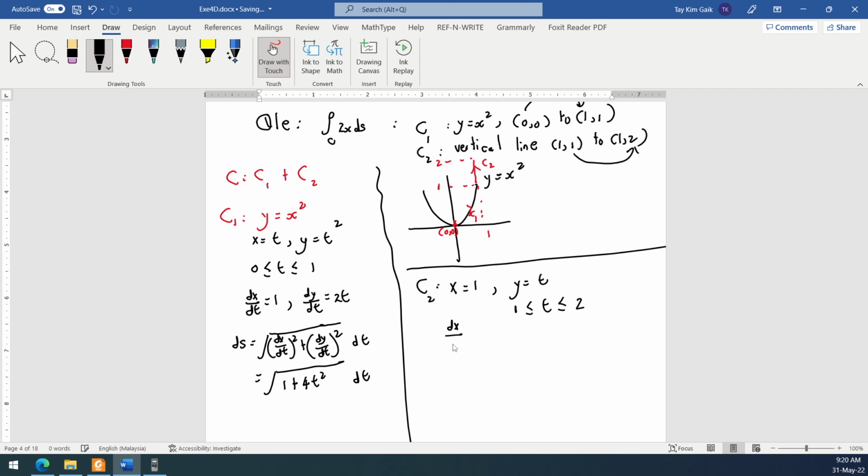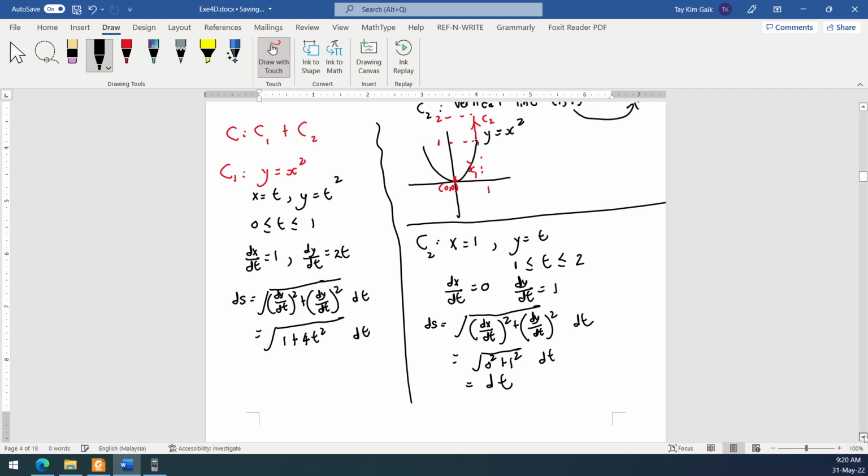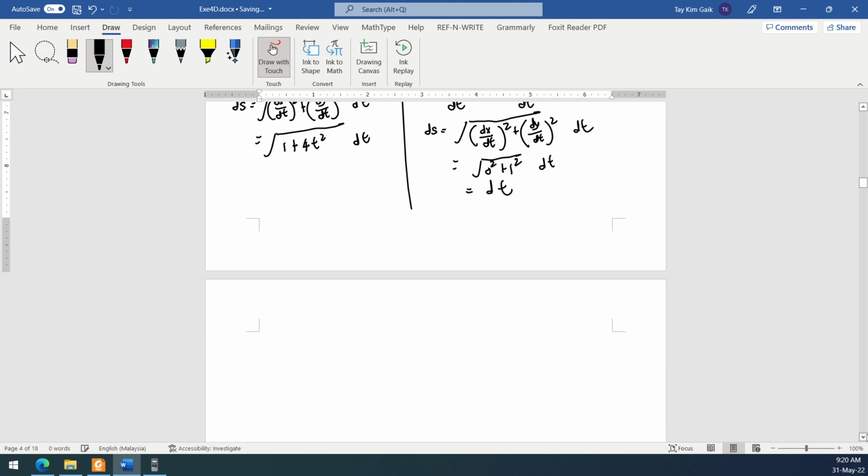Then you can find dx/dt for curve C2: dx/dt is 0 and dy/dt is equal to 1. Then you find ds, which is the square root of (dx/dt) squared plus (dy/dt) squared, times dt. So this is 0 squared plus 1 squared, and ds equals dt. Then your line integral consists of two different paths.